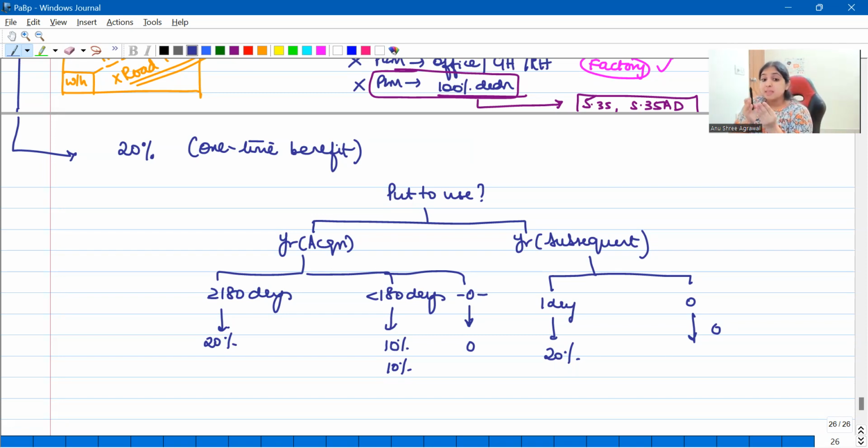Then we discussed that if in the year of acquisition you did not put it to use, if you put it to use for the first time only in the subsequent year, then whenever you put it to use, that year only you will get depreciation, additional depreciation also. So you're putting it to use in the subsequent year. Subsequent year, you know very well, we never check the 180 days criteria. Subsequent year, you put it to use even for 1 day, I will give you full 20% additional depreciation.